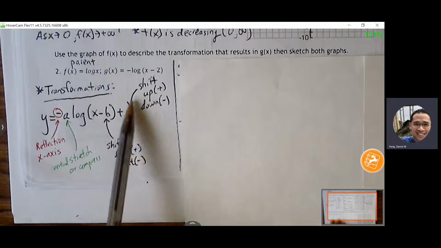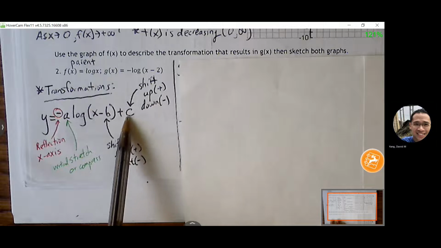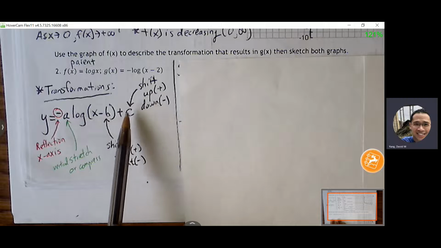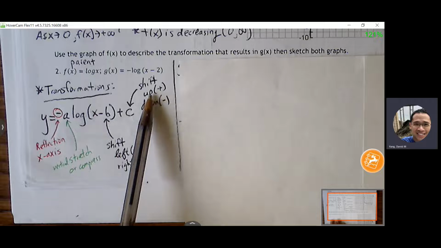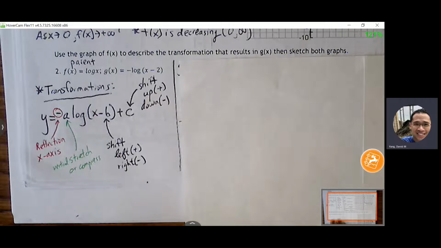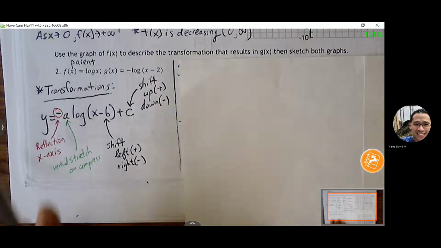And then there's going to be a number that's outside the parentheses. That is going to be more straightforward. But that number is going to tell you where that graph is going to shift up and down. So if you see a positive, that means it's shifting up. If you see a negative, that means it's shifting down.